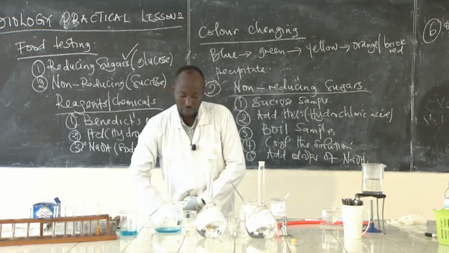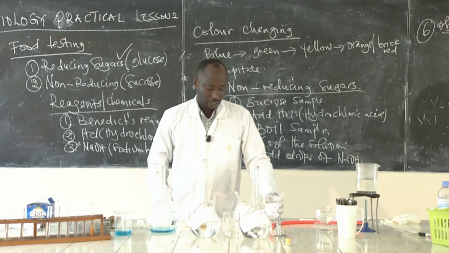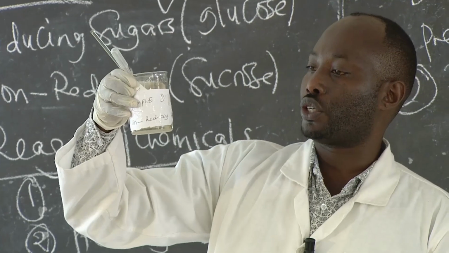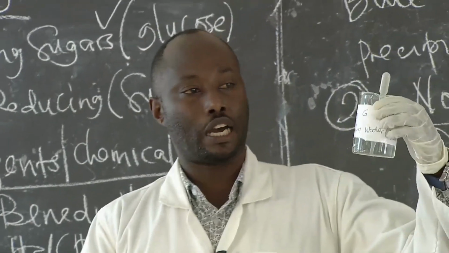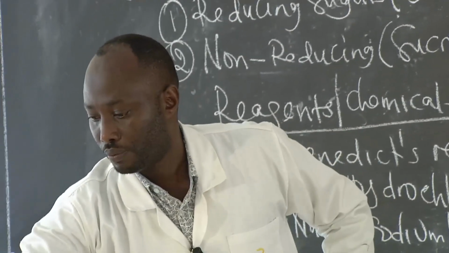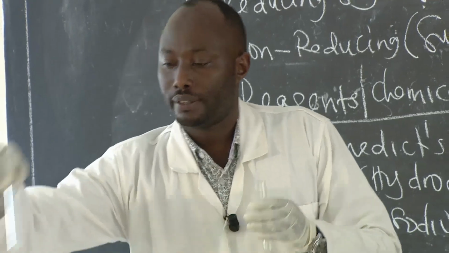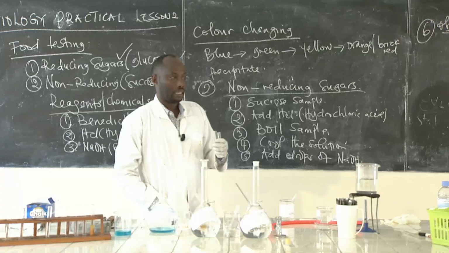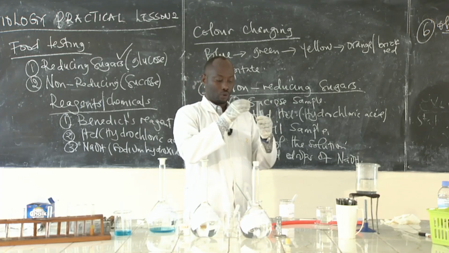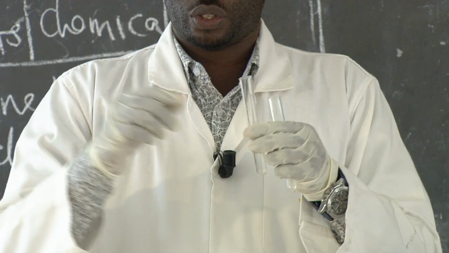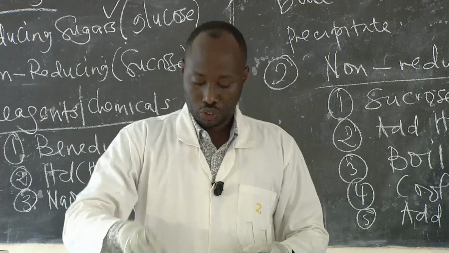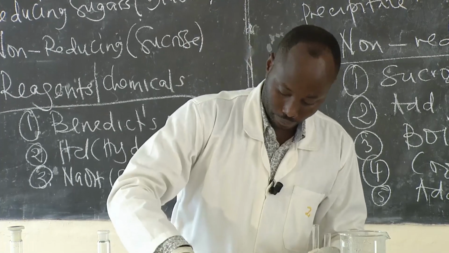Quickly, let us do our practical. This is a sample containing sugar. I also use a sample of distilled water to act as a control experiment. I will get 2 test tubes. Test tube 1, if I have a marker, I could label them. Test tube 1 will contain a solution containing sucrose. In test tube 2, I will put distilled water, which is going to act as a control experiment. So let us do our experiment.